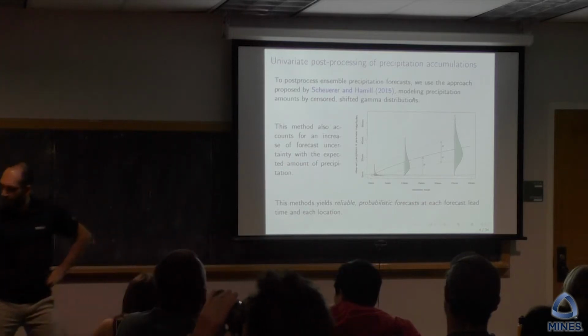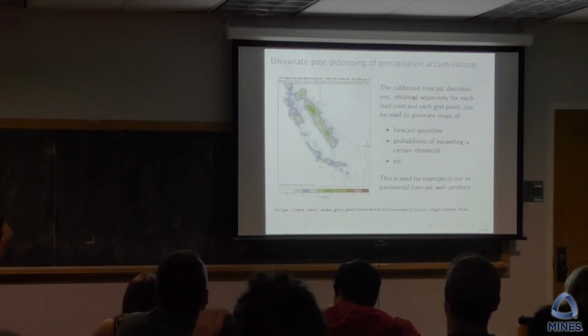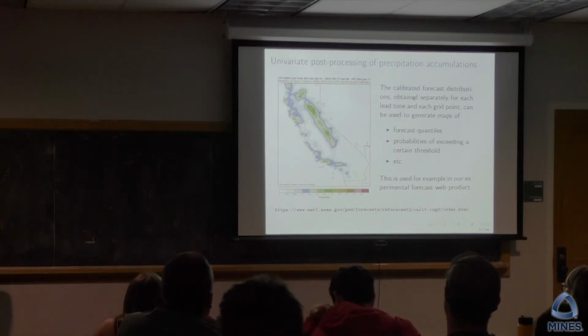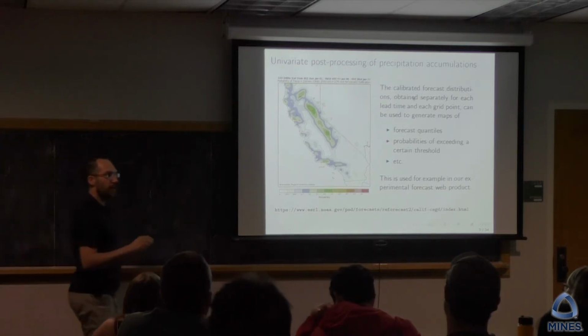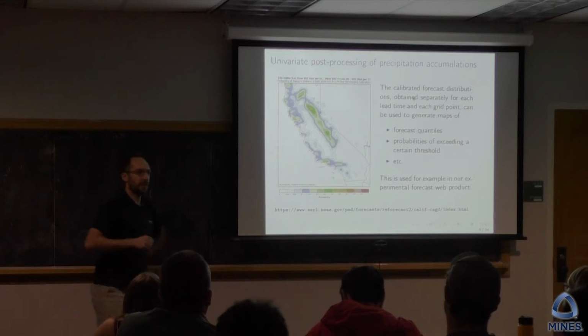Okay. So that's how we get to this map. Grid point by grid point, we now evaluate the predictive forecast distribution.